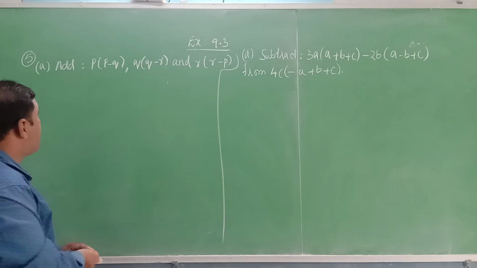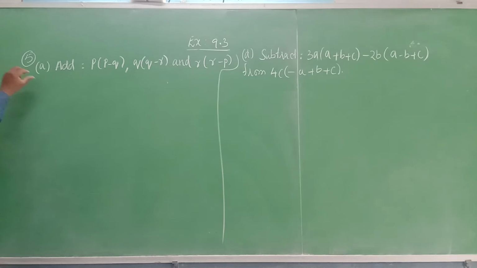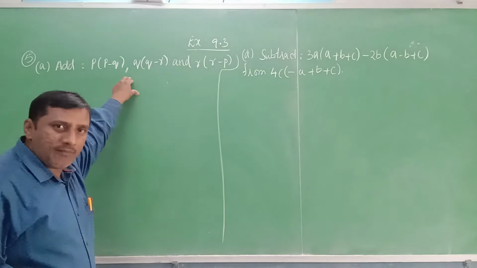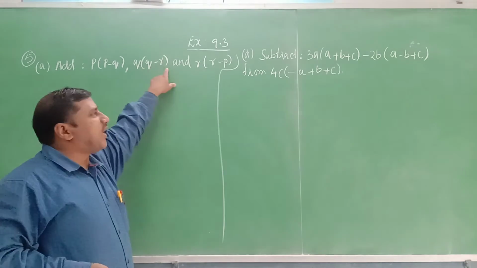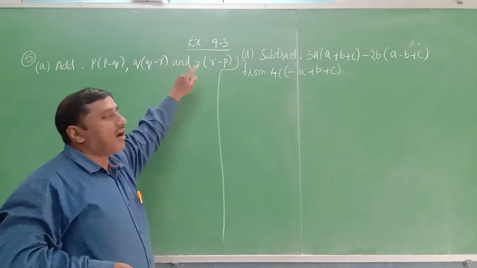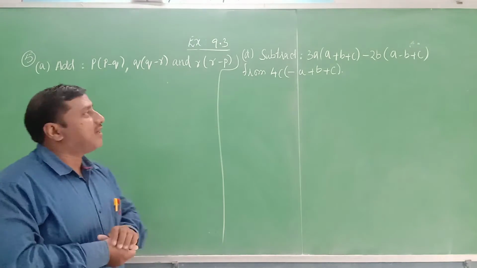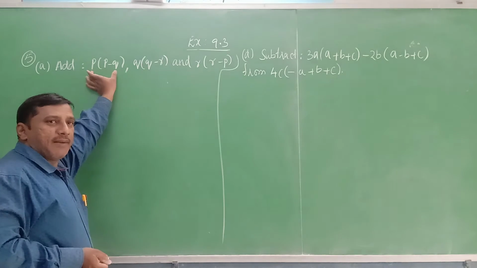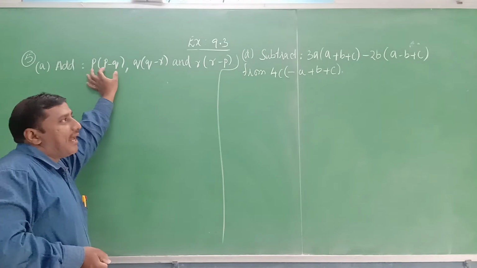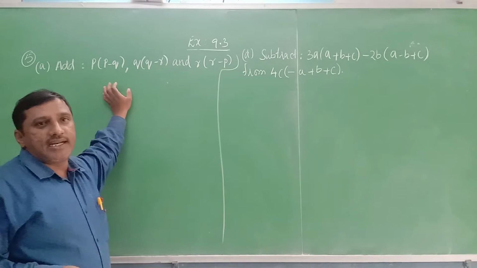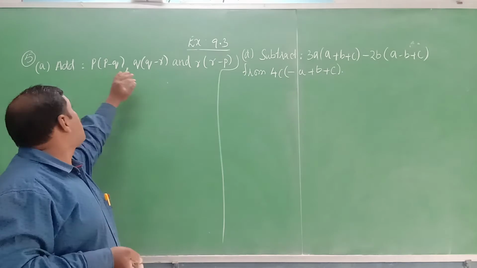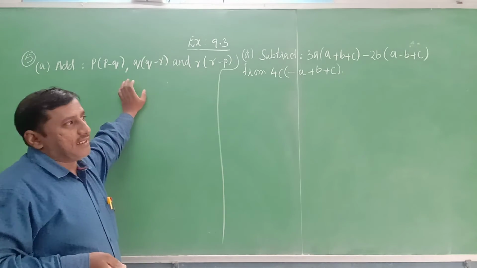Now we will discuss the fifth bit, that is, add P into P minus Q, Q into Q minus R and R into R minus P. So three individual terms, each a monomial and a binomial. Like this three expressions are given. So we have to add these three expressions. That you can do.